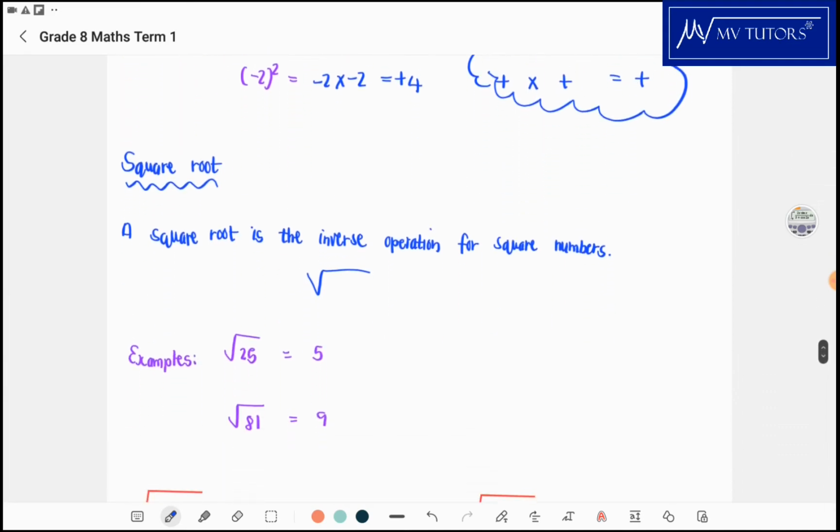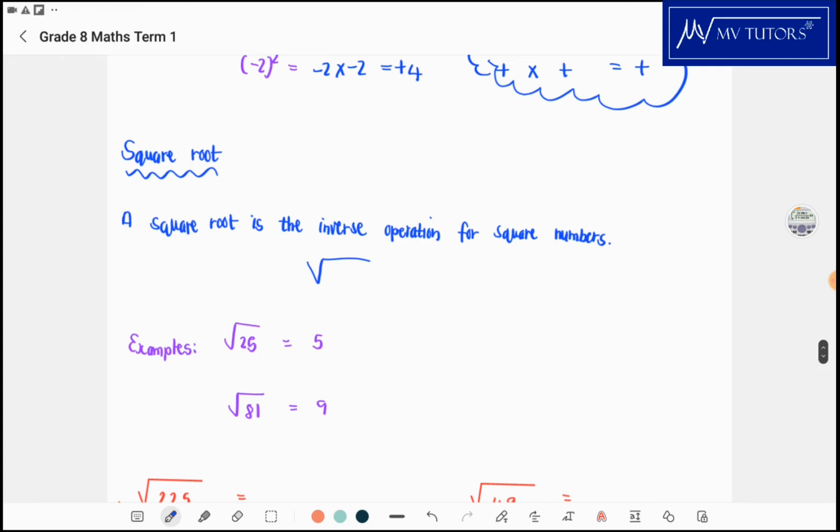What about a square root? A square root is the inverse operation of square numbers. So a square root of 25 would be 5. Remember, 5 times 5 gives you 25. Or rather, let's put it like this: 5 squared is 25. And if you then take the root of 25, you go back to 5. Therefore, the root of 25 is 5.